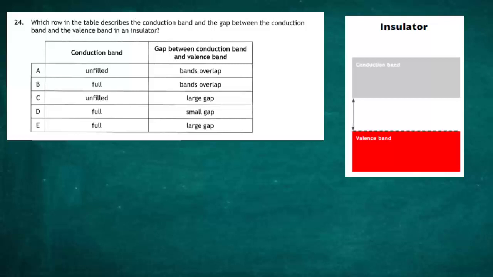So what we're looking for in this table is the conduction band to be unfilled, and it's going to be either that one or that one, and we're going to have a large gap between the valence band and the conduction band as seen on the diagram. So that'll be the large gap there. So our answer for this one is C.